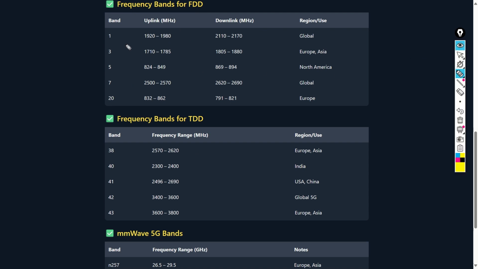Is it the complete frequency band, let's say 1920 to 1980, which means 60 megahertz of frequency range? Is it that your service provider will have all the 60 megahertz of bandwidth available for uplink, and again 60 megahertz for downlink, used by a single provider? No. So how is it done? Let us see.